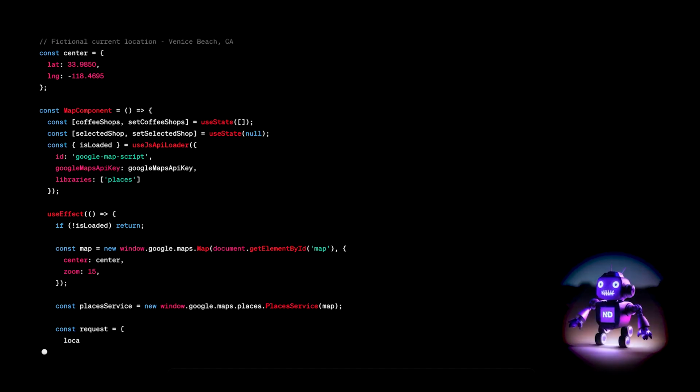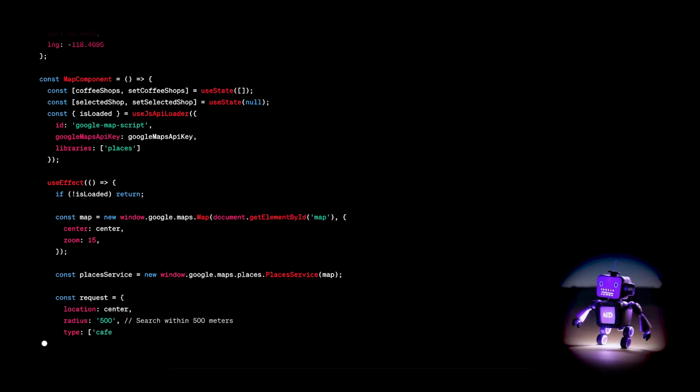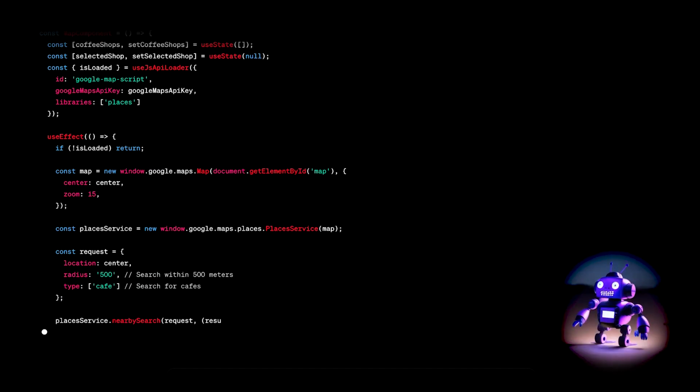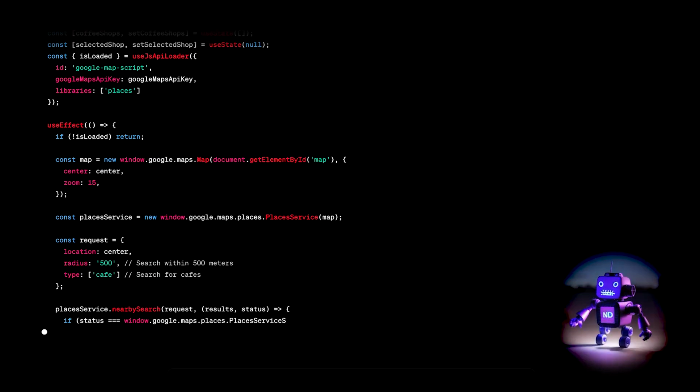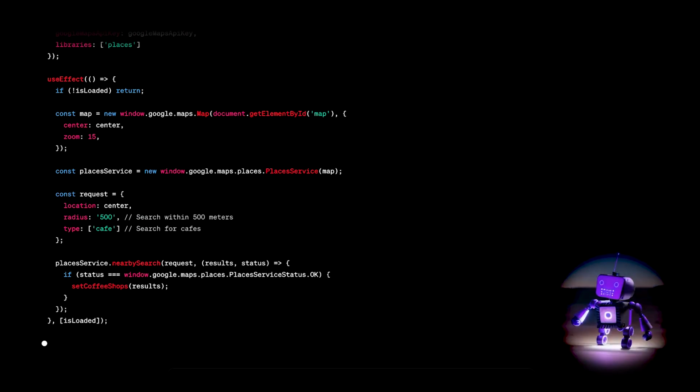Once the API is confirmed to be loaded, the useEffect hook triggers an operation to fetch nearby coffee shops. A new map instance is created but not displayed, serving as a hidden container for the Places service to operate within. The Places service then takes a request object specifying the current location, search radius, and type of places to search for, cafes in this case.